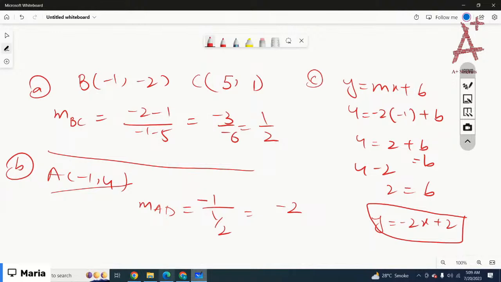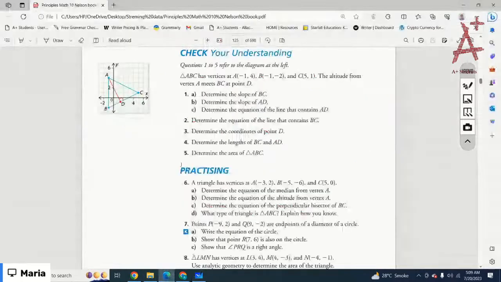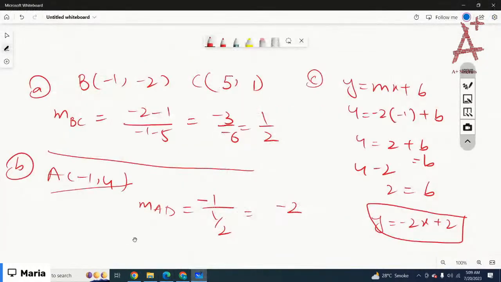Got it? Okay, question number 2 is determine the equation of the line that contains BC. Okay, BC. The slope is 1 over 2, and you can use any point, either B or C.